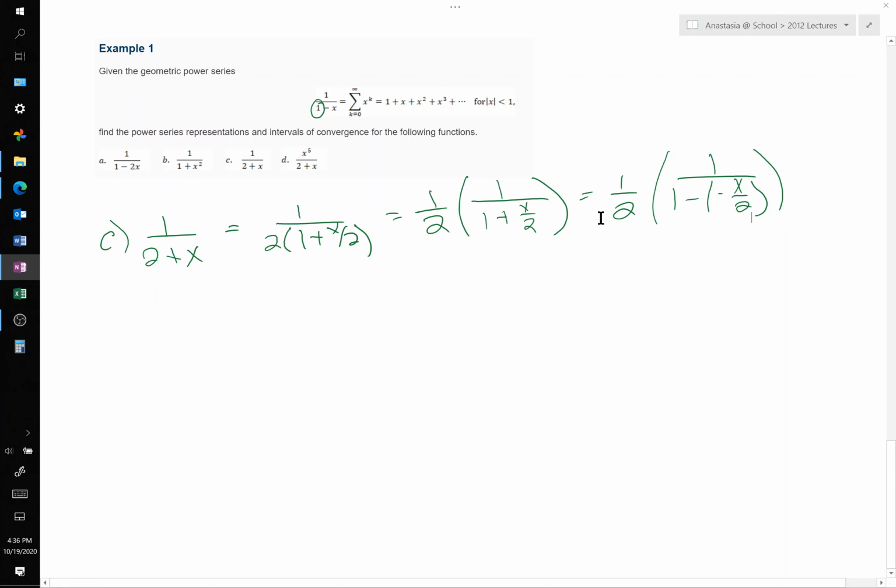So we have a constant, which is fine. We can account for that. We have 1 over 1 minus, and then we have some function of x in here instead of just simply x. So essentially what we're going to do is substitute in a negative x over 2 for x and multiply by 1/2.